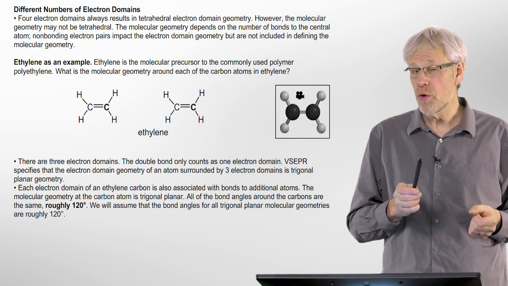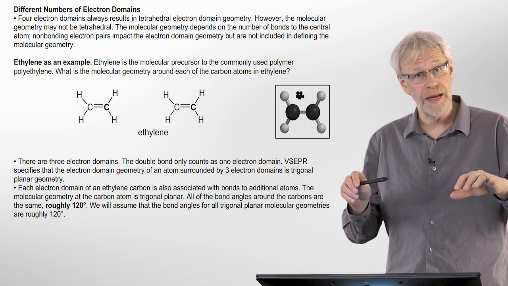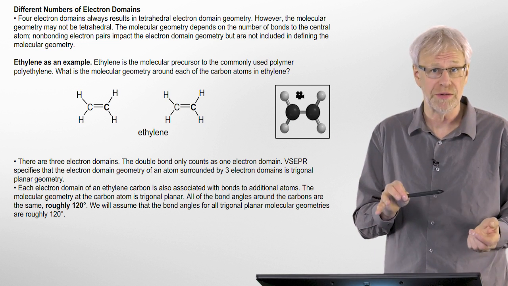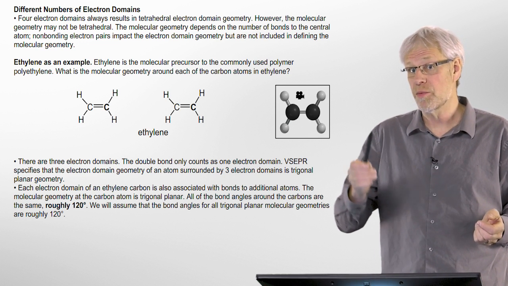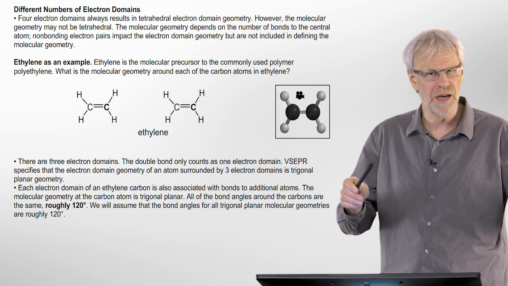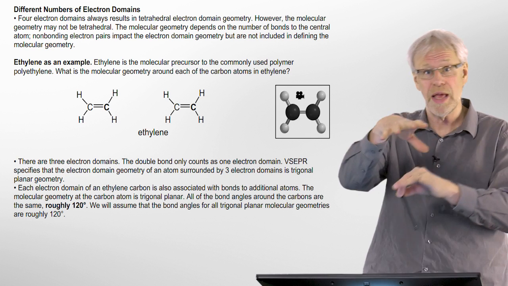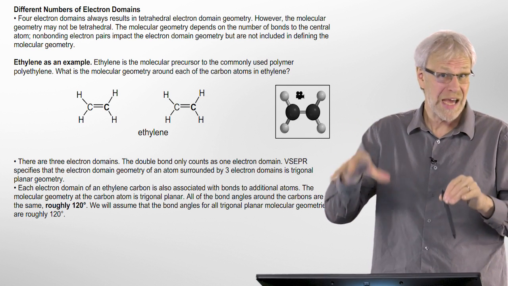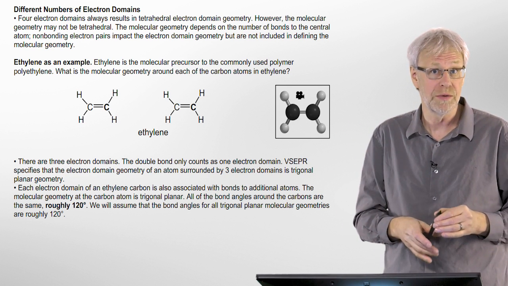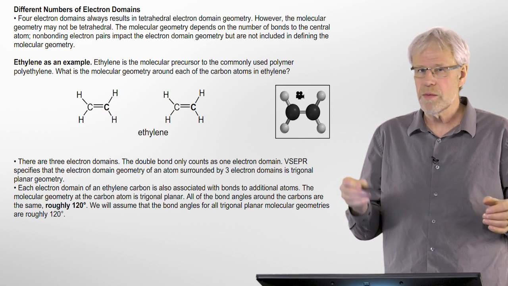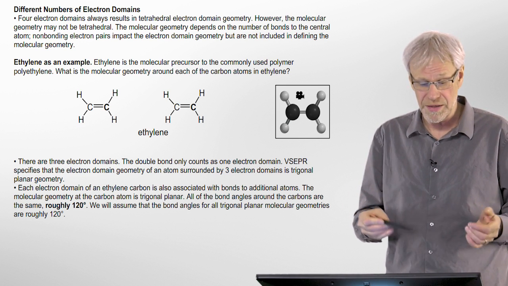So 4 electron domains will always result in an electron domain geometry which is tetrahedral. But it doesn't always result in a molecular geometry that's tetrahedral, because the non-bonding electrons contribute to determining where the electrons are in space, but only the atoms determine what the shape of the molecule is. We should look at other molecules with different numbers of electron domains.